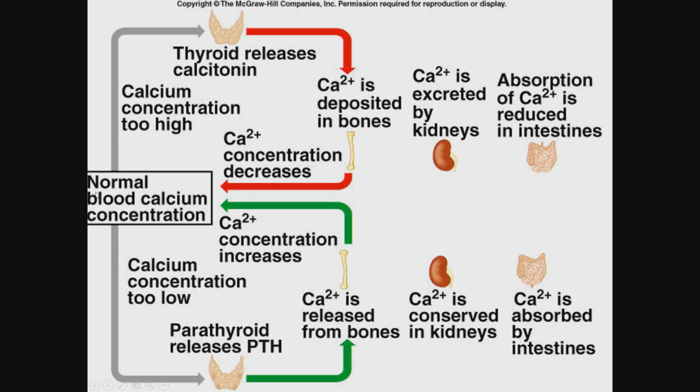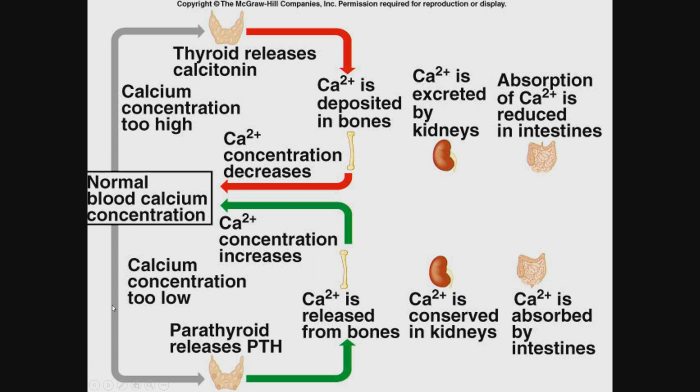So this is showing if someone has normal blood calcium concentration, then there's no need for release of hormones. If calcium concentration is too high, so a person just ate a meal involving lots of calcium, the thyroid releases calcitonin. Calcium is deposited in bones, it's excreted by the kidneys, and absorption of calcium is reduced in the intestines until calcium concentration decreases in the blood.